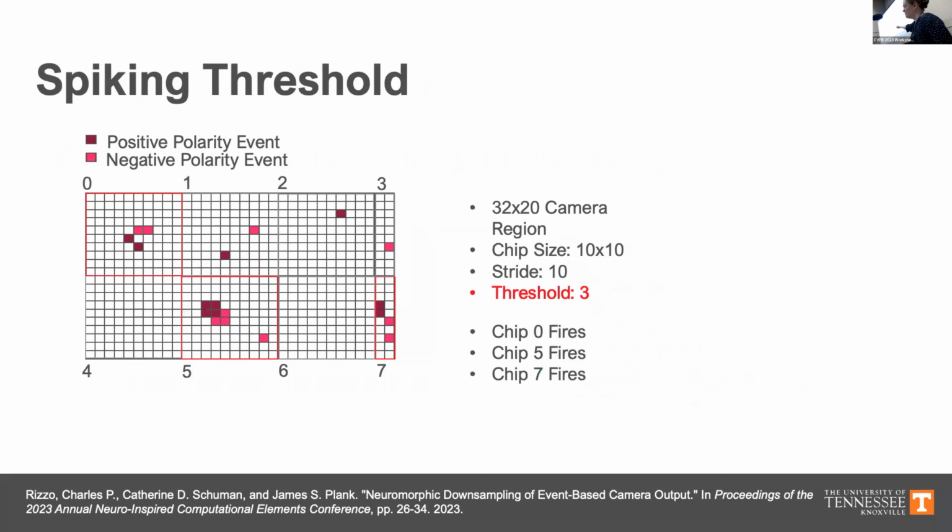And then we have another parameter here, which is our threshold. That threshold tells us how many events within that chip we need to actually consider that region to fire as a region. So in this case, the threshold is 3. We're considering both positive and negative polarity events as events here, but you could pick or choose one or the other, and the same sort of approach would apply. In this case, with a threshold of 3, of these 8 different chips, just 0, 5, and 7 would fire.